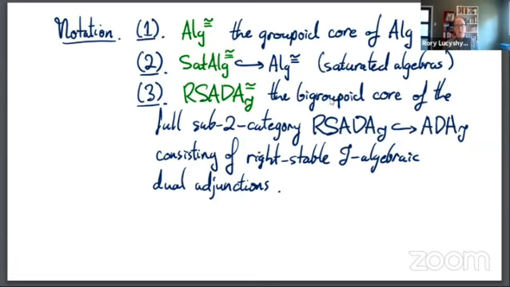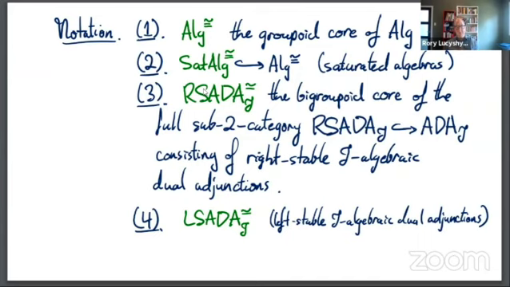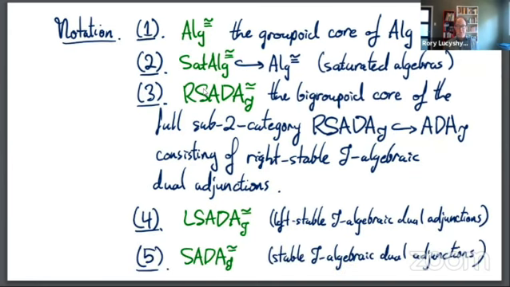So here what we are doing is first taking a full sub-2-category of J-algebraic dual adjunctions consisting of the right stable J-algebraic dual adjunctions. But then from there, we're taking what we call the bi-groupoid core of that. So we're taking only as one-cells the equivalences, and as two-cells only the invertible two-cells between those. So this is a bi-groupoid, or in a sense, a two-groupoid. It's a two-category where all the one-cells are equivalences, all the two-cells are invertible. Similarly, we can form a two-category bi-groupoid of left stable J-algebraic dual adjunctions and also stable J-algebraic dual adjunctions.